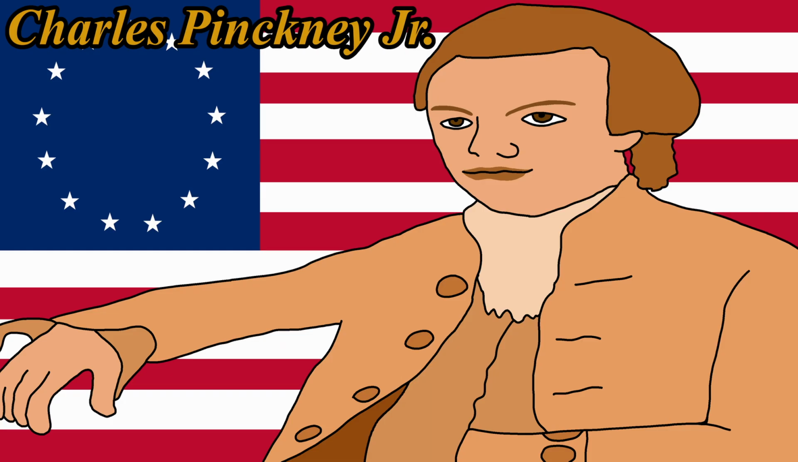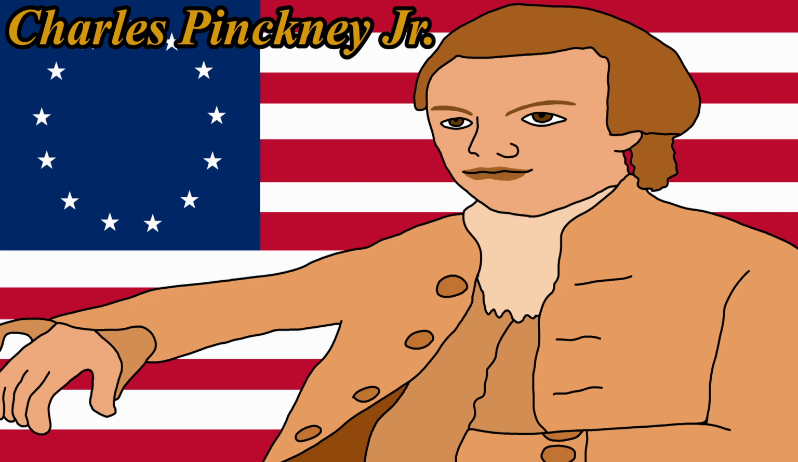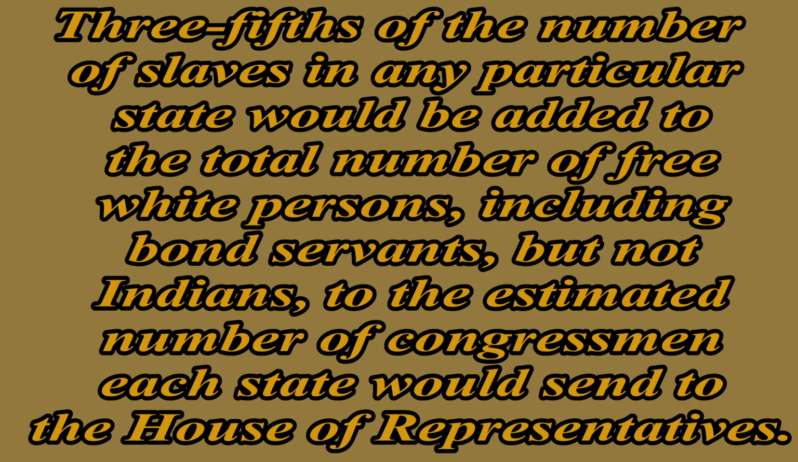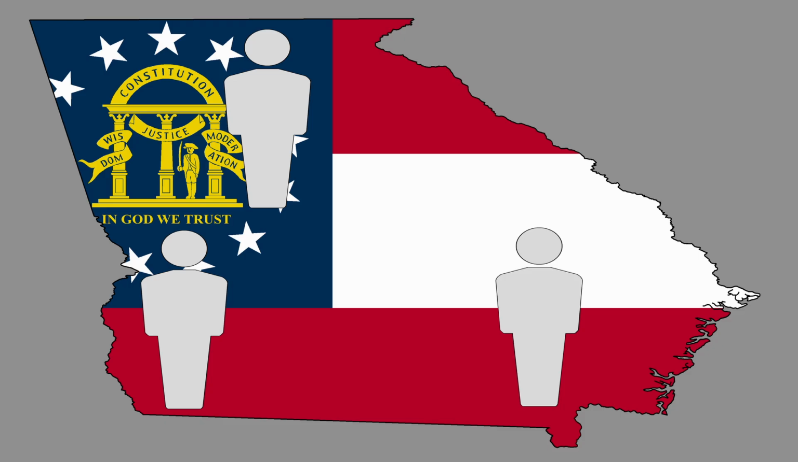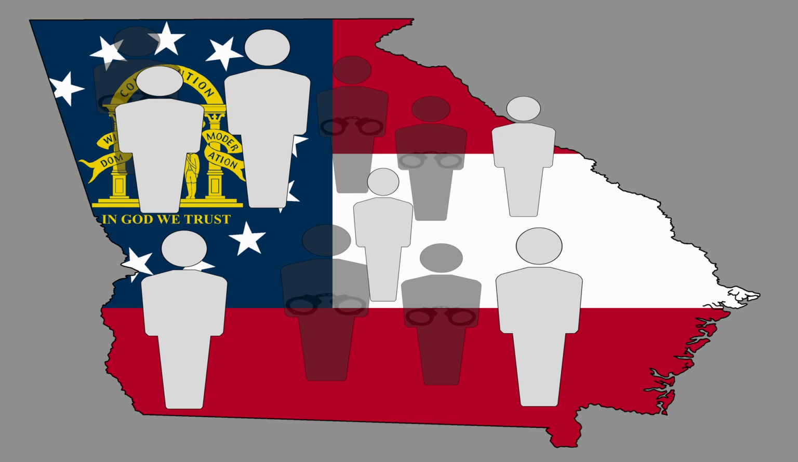So, Founding Father Charles Pinckney Jr., a man who would become the 37th Senator of South Carolina, suggested a compromise, quote, "3/5 of the number of slaves in any particular state would be added to the total number of free white persons, including bond servants, but not Indians, to the estimated number of congressmen each state would send to the House of Representatives." Meaning that if a state had 3 million free voters, and 5 million enslaved people, they would be counted as having a population of 6 million instead of the actual population of 8 million.